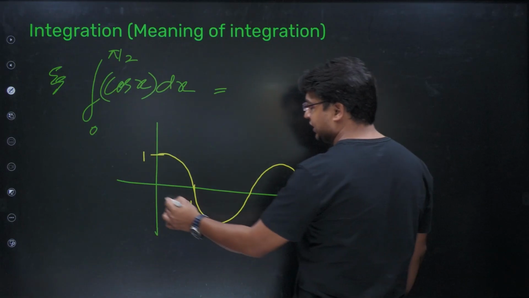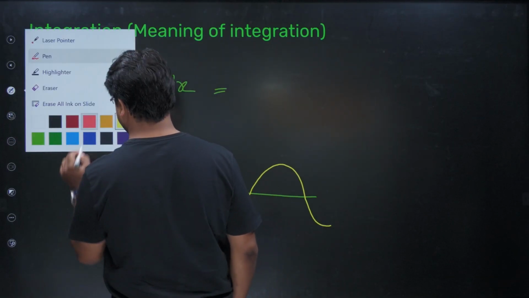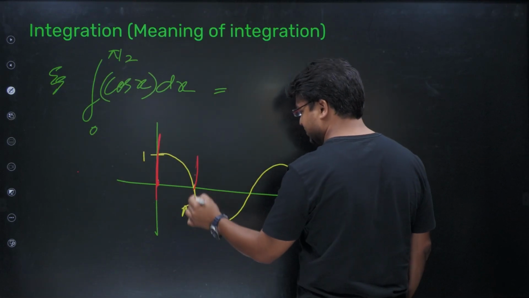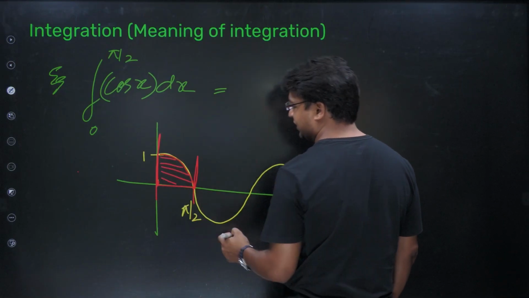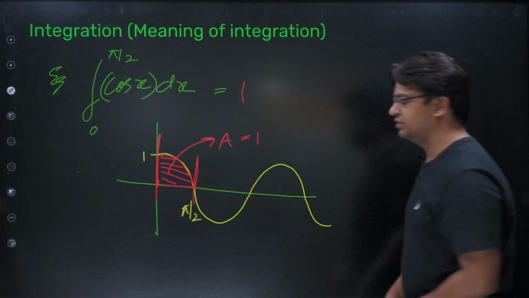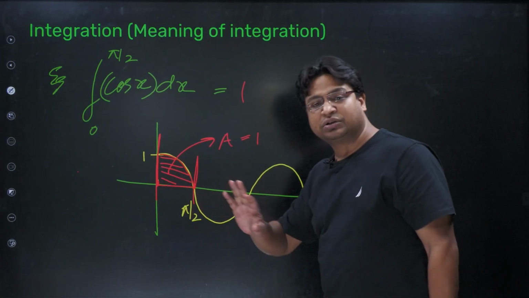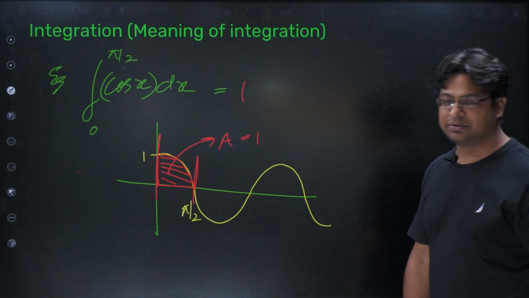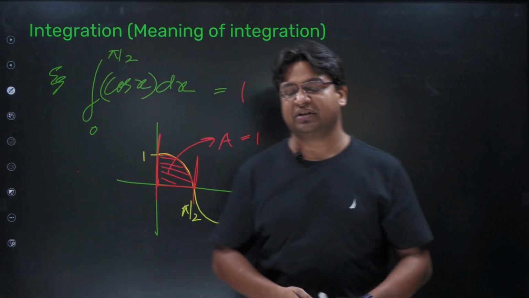Let's first identify what this graph is representing. So x equals 0 is this line, x equals pi by 2 is this line, then x-axis and the function. So this is the area that we calculated, and we calculated it to be 1. So this area is actually 1. If we find out this area, we will discover. And guys, this is not a quarter of a circle, please. So this area is 1. So the definite integral gives us the area under the curve.